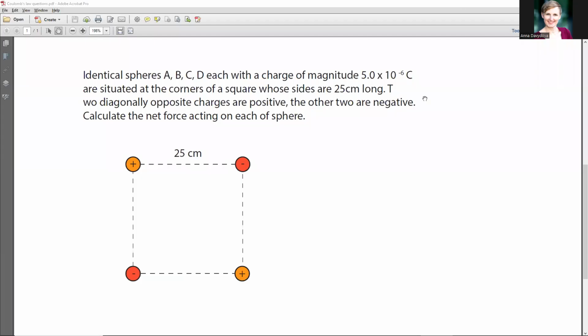This is the second recording for the second question. We will be applying Coulomb's law to a two-dimensional situation. In other words, the charges that are given are not sitting in one line, and in this particular question they form a square. So the identical spheres A, B, C, D, with charge of magnitude 5 × 10^-6 coulomb, are situated at the corners of the square, and the side of the square is 25 centimeters long.